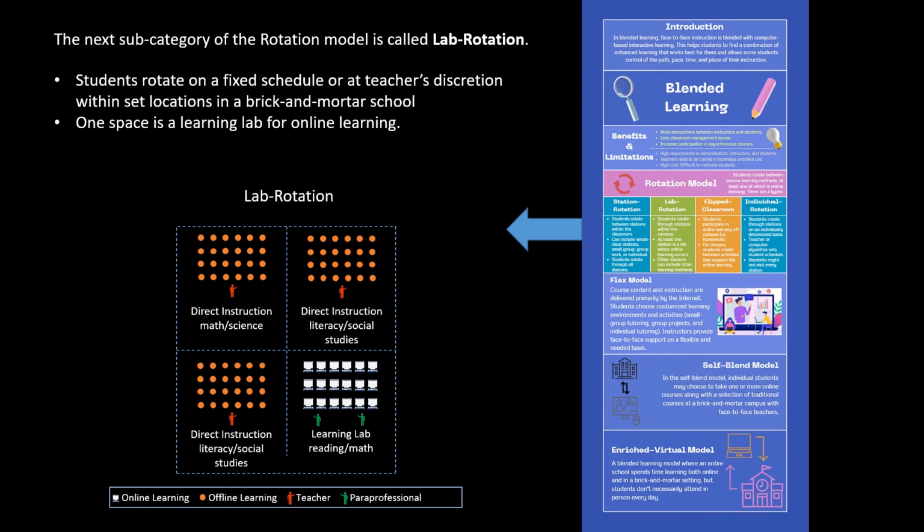The next subcategory of the rotation model is called lab rotation. In this model, students rotate on a fixed schedule or at the teacher's discretion within set locations in a brick-and-mortar school. One of the learning spaces is a learning lab where students engage in predominantly online learning. This model differs from station rotation because students rotate between places on campus instead of moving around within one classroom for the blended course or subject.